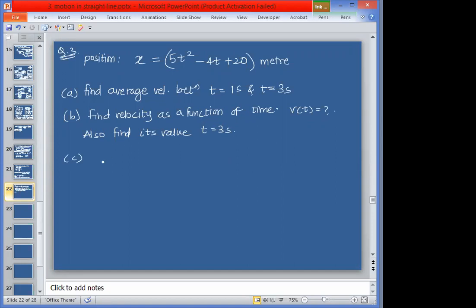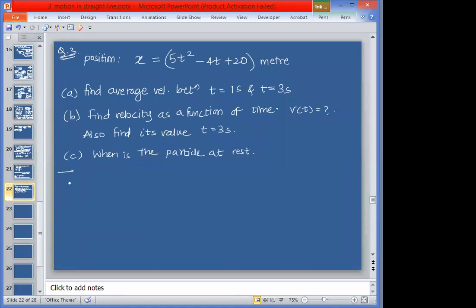Number C, find acceleration of the particle. But we have not learned about acceleration yet, so for the time being we will not write that point. Write the C point as: when is the particle at rest? That means at what time the velocity of the particle is 0. Slowly, let us try to find it out.